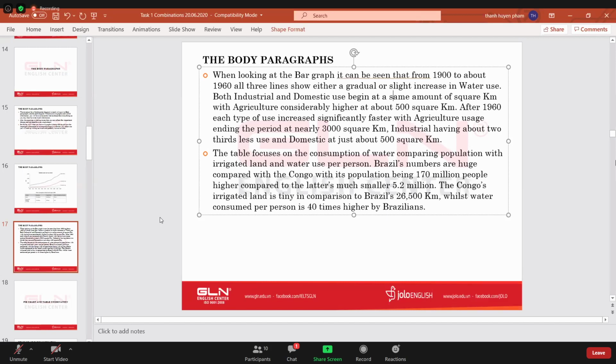Then the next sentence, the Congo's irrigated land is tiny. So again, I've used a comparison expression. It's tiny in comparison to Brazil's 26,500 kilometres, whilst water consumption per person is 40 times higher by Brazilians. So the only number that I've used from the diagram is 26,500. I've used comparative expressions to compare the other numbers. In other words, I'm analysing.